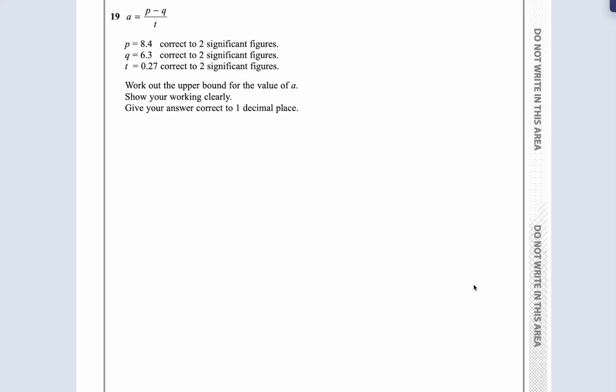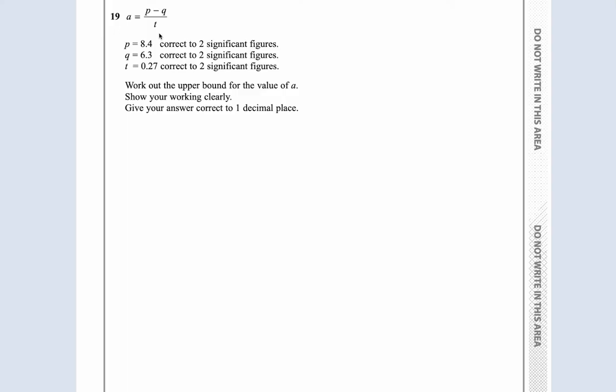Question 19. So A equals (P minus Q) over T. P is 8.4 correct to two significant figures. Q is 6.3 correct to two significant figures. T is 0.24 correct to two significant figures. So everything's correct to two significant figures. Work out an upper bound for the value of A. Show your working clearly. Give your answer correct to one decimal place.